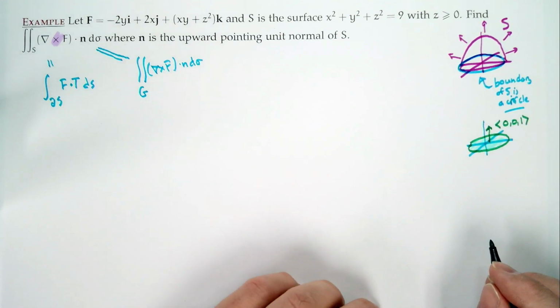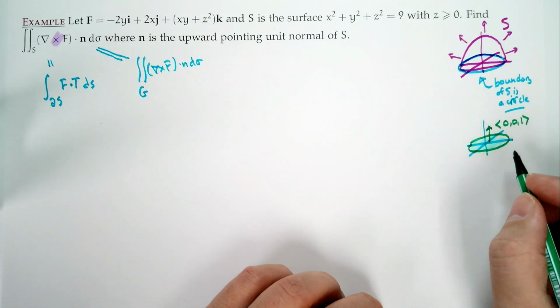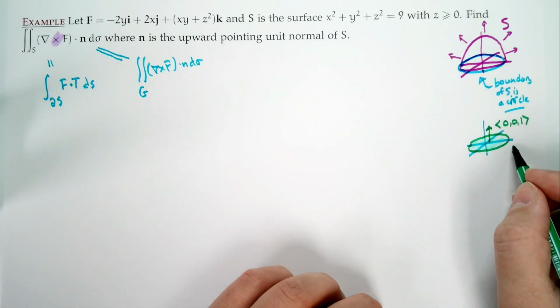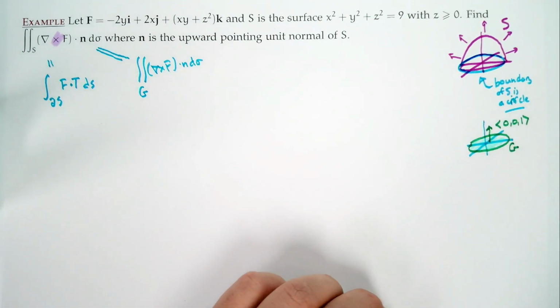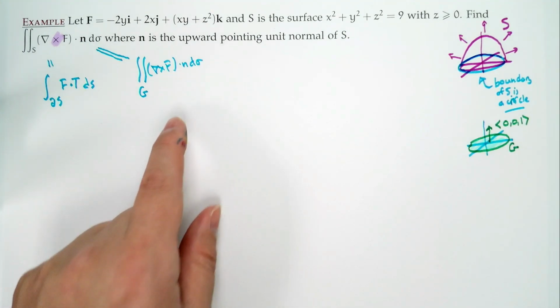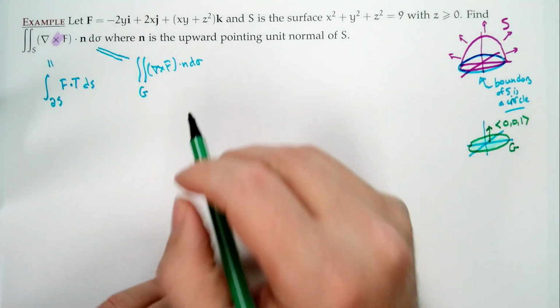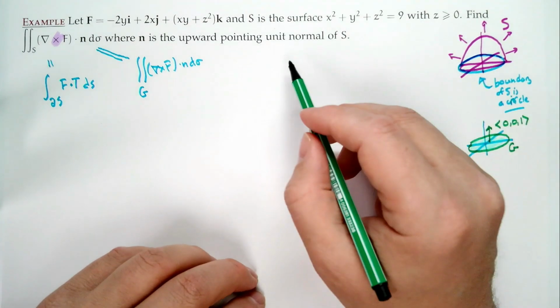Pointing up in the positive z direction. And so this is our G. Okay, so let's suppose we chose this option. Let's see where that takes us. Well, we'd have to do del cross F.